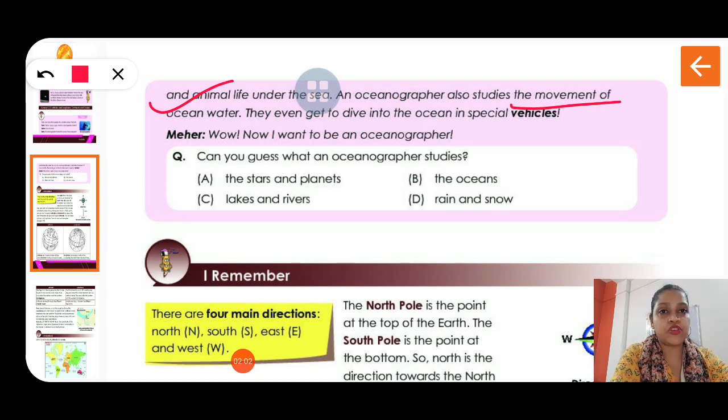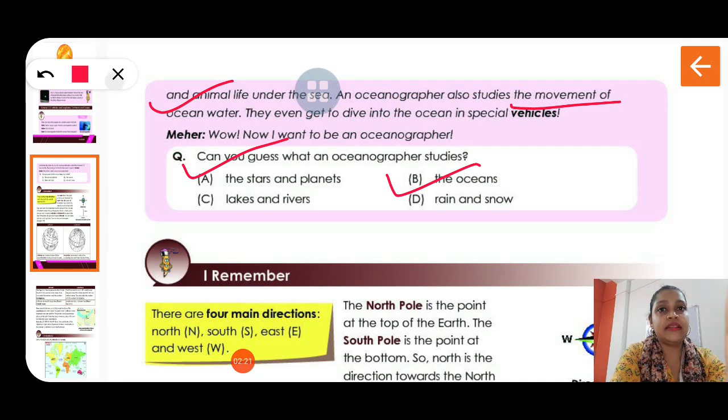So who is an oceanographer? Here a question is there. Can you guess what an oceanographer studies? Four options are given: the stars and planets, lakes and rivers, the oceans, rain and snow. So what is the correct answer? The correct answer is the oceans.